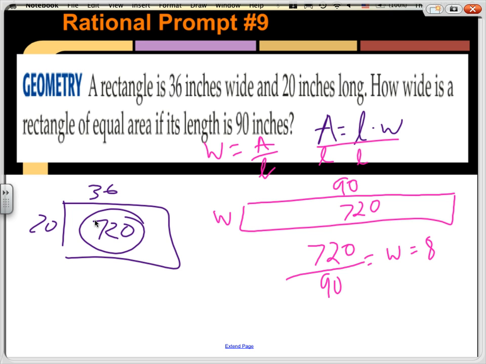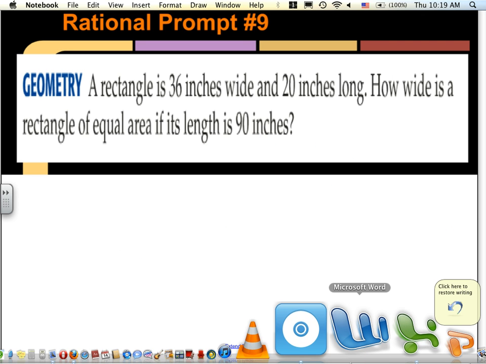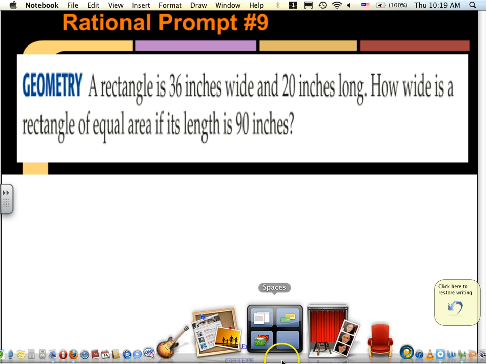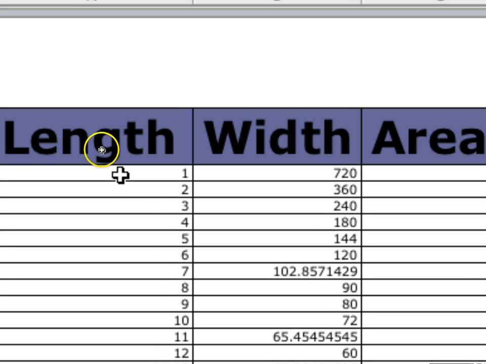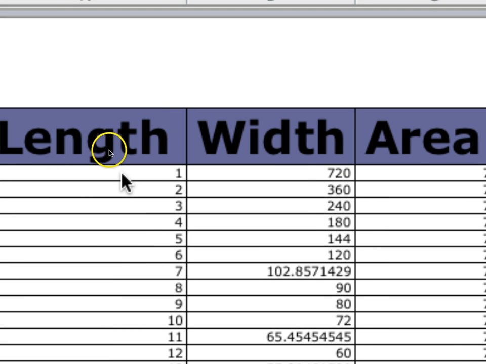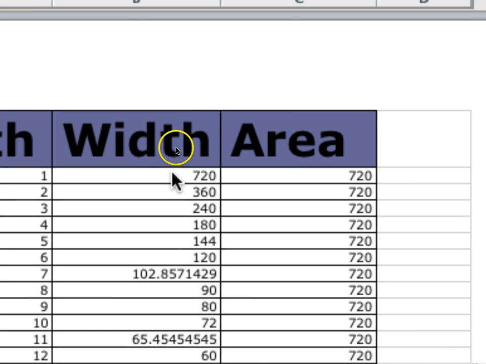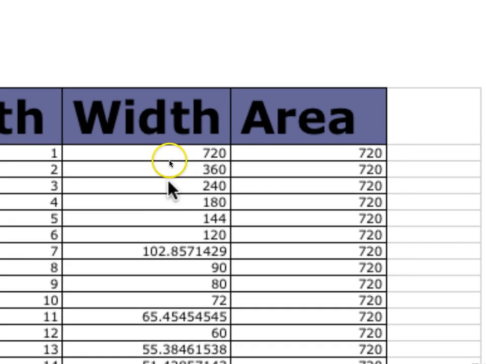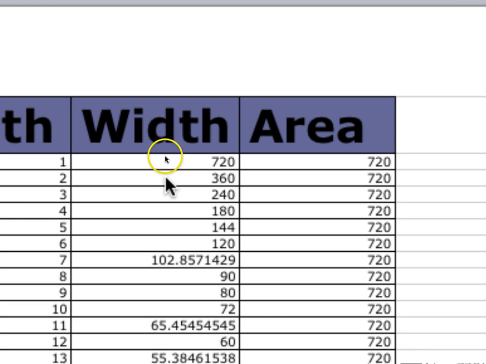So I came up with a chart here to show you the relationship between length and width having the same exact area. Let's take a look at this. Starting with the length of 1, the width has to be 720, because if you want to make the area 720, that has to be the case. It's the product of the length and the width. Look at the second case. I have the length to be 2 and the width 360.